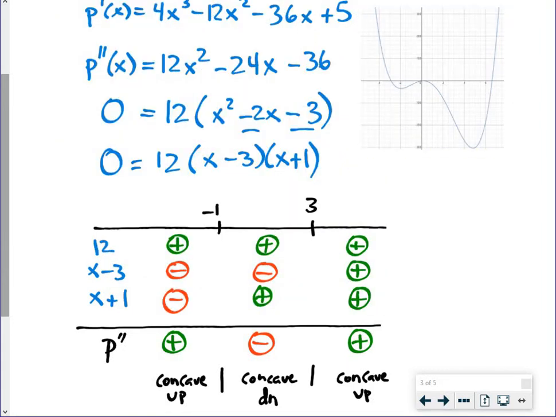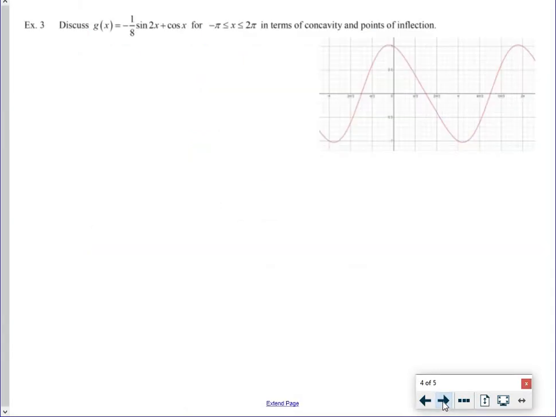Okay. Right. Example number 3. Some trig for you. Discuss on the interval from negative pi to 2 pi in terms of concavity and points of inflection. Okay, so we're doing concavity. We should take the second derivative of this.